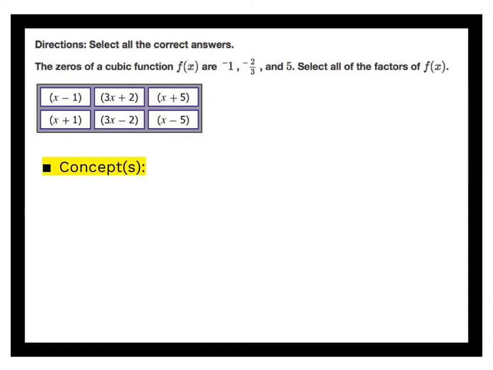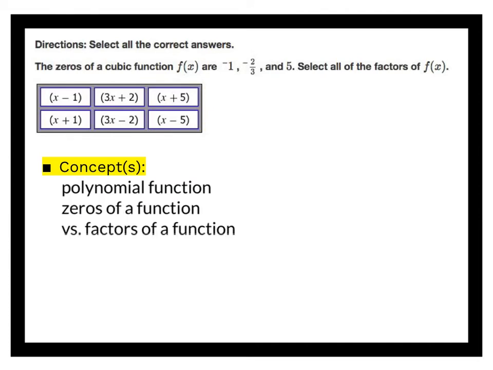Okay, on this next one, we're looking at a polynomial function, or at least we're looking at the zeros of a polynomial function. It says select all the correct answers. The zeros of a cubic function, f of x, are -1, -2/3, and 5. Select all the factors of f of x.